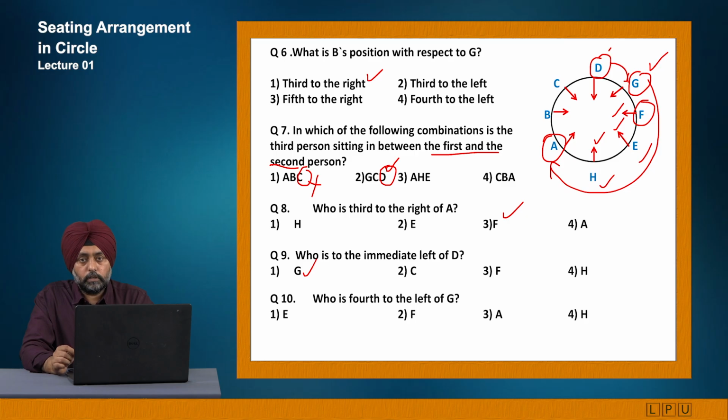I hope you have understood how to construct a circle when all the people are facing the center, how to place the people facing the center, and how to solve the questions associated with such statements. In the next lecture, we will discuss questions in which all or some people are facing outside the circle, and also how to do sitting arrangements in a rectangle or a square.